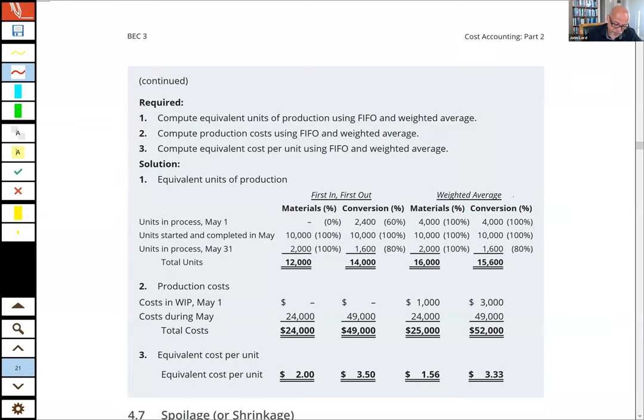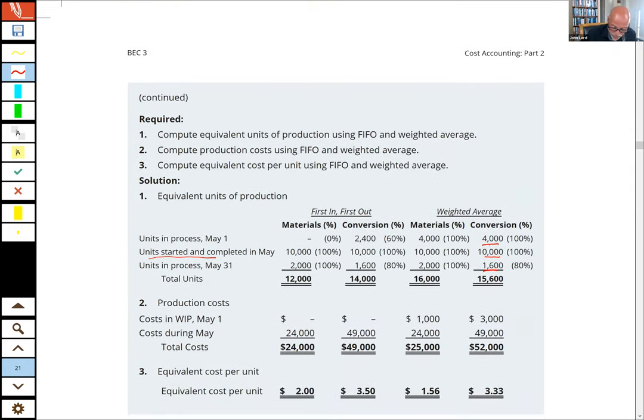So what happens? Units in process and they tell us that they were 100% complete. So we just go ahead and we give ourselves, well, they don't tell us they're 100% complete. We give ourselves credit for 100% because we assume we did all that work this period. Then what? Then they tell us units started and completed are 10,000. So since we started and completed those, that's the 10,000. And then we have the 1,600 because the problem told us that there were 2,000 units in progress that were 80% complete.